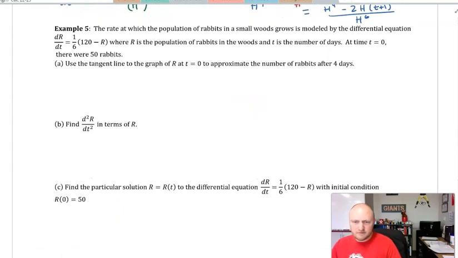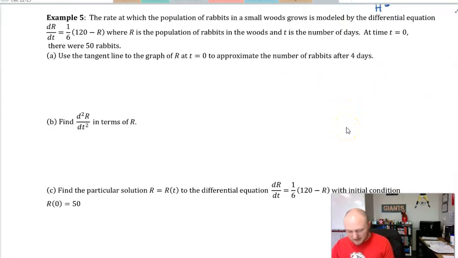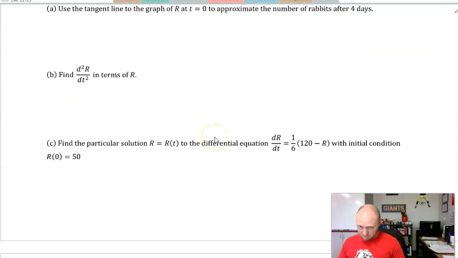Okay, example 5. All right, I'm going to have you guys go ahead and try example 5, use it as a practice problem. Again, we are calculating the tangent line to the graph of this function r of t representing the population of rabbits to approximate the number of rabbits after 4 days. And then part B, finding the second derivative.